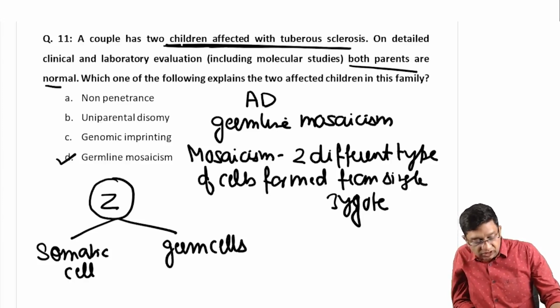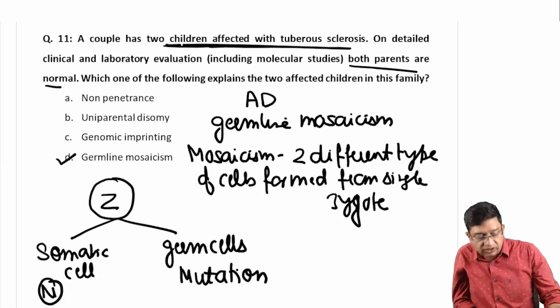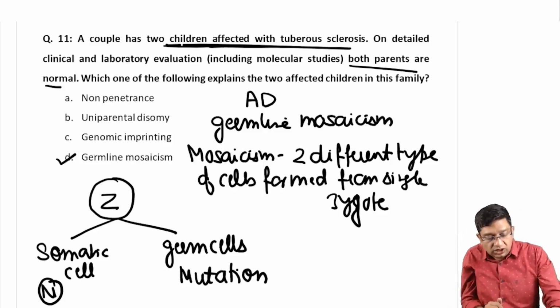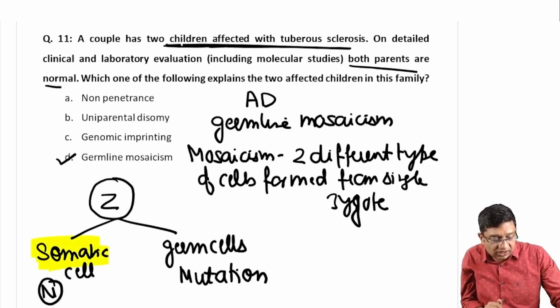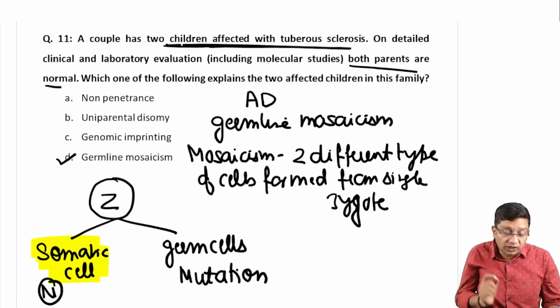These somatic cells are normal, but these germ cells have the mutation. So when this person grows, the somatic cells are normal, so he will not suffer from the disease. But where is the defect?